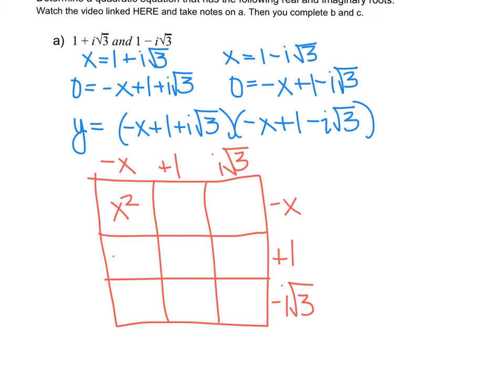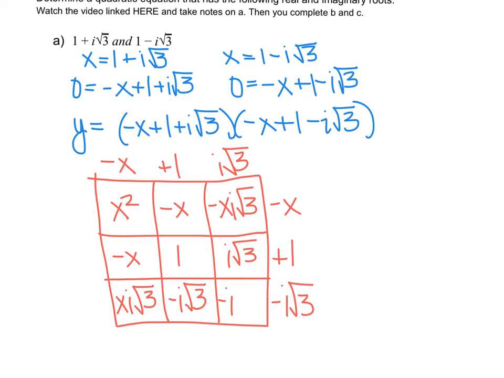Negative x times 1 is negative x. Negative x times negative i root 3. Well, a negative times a negative is positive, and then we have x i root 3. Our next column is just plus 1 times everything on the right. So those are all going to stay the same, and that makes it fast to multiply into that column. And then the third column, we have negative x, i root 3, i root 3. And then negative, we have an i squared. We have i times i. And root 3 times root 3 is just going to give us a 3.